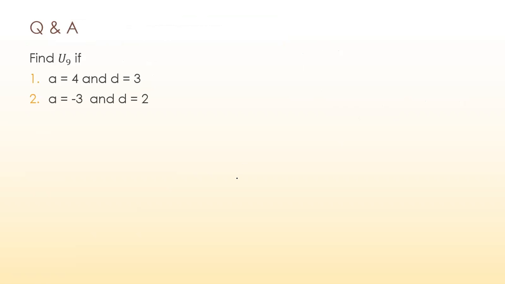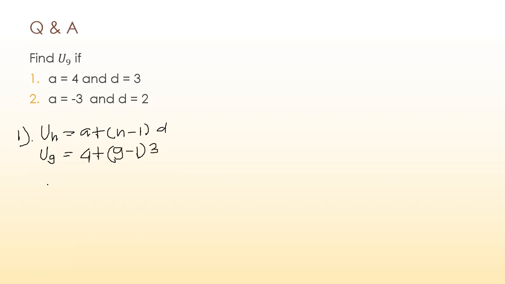All right. Let's continue. Now find U9 if A equals 4 and D equals 3. A is U first, or first term, while D is the common difference. I recall that the UN formula equals A plus N minus 1 times D. It means U9 equals 4 plus 9 minus 1 times 3. And it becomes 4 plus 9 minus 1 equals 8, 8 times 3 is 24. And that is 28.